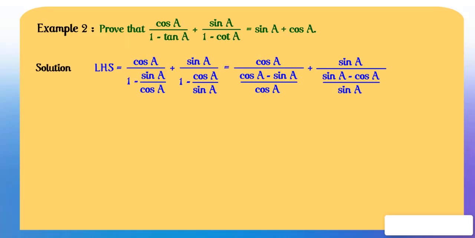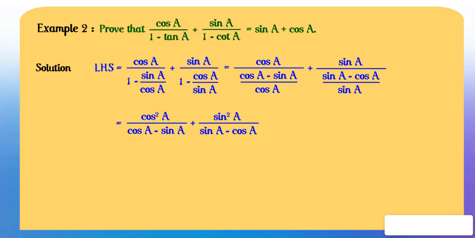Let's solve this. Taking LHS, cos A upon 1 minus, in place of tan A, we can write sin A by cos A, plus sin A by 1 minus, in place of cot A, we can write cos A by sin A. This becomes equal to cos A by, taking denominator as cos A, numerator becomes cos A minus sin A, plus sin A by, taking denominator as sin A, numerator becomes sin A minus cos A.